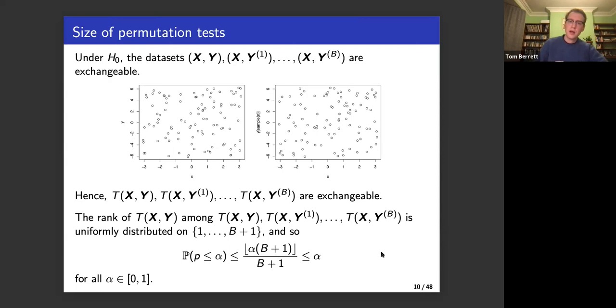So given any test statistic, we can use permutations to come up with a critical value, and we can get a test that is valid without any smoothness assumptions or any other assumptions on the underlying distribution. So if we use a permutation test, then we can ensure validity fairly straightforwardly.